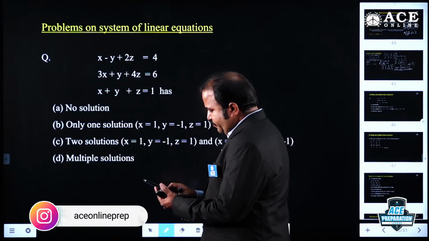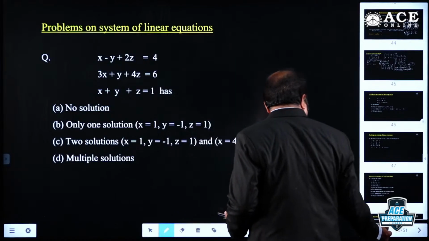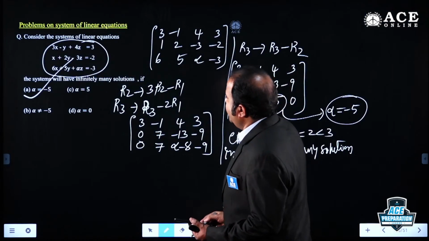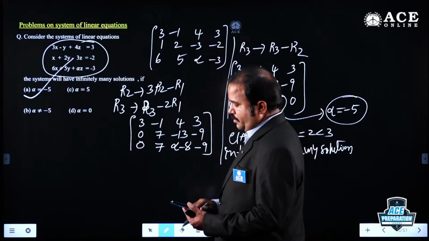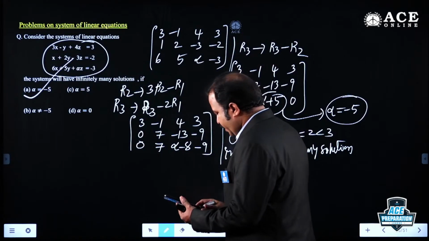Nirisha, alpha is minus 5, am I right? Previous problem, check once. Alpha equals minus 5, not alpha equal to 5, right?